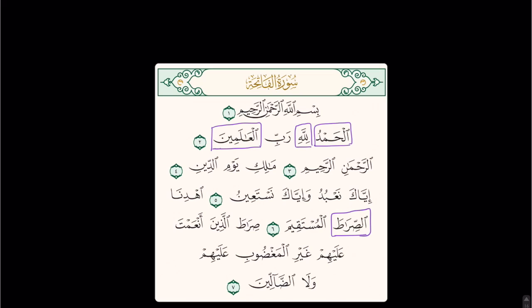So let's read. Bismillah ar-Rahman ar-Rahim. Alhamdulillahi Rabbil Alameen. Let's look at this first verse. We have the word alhamdu. Is alhamdu an ism, a fi'l, or a harf?